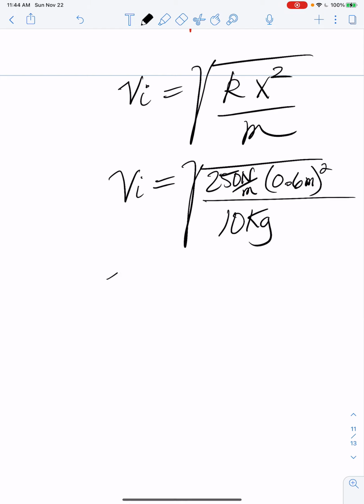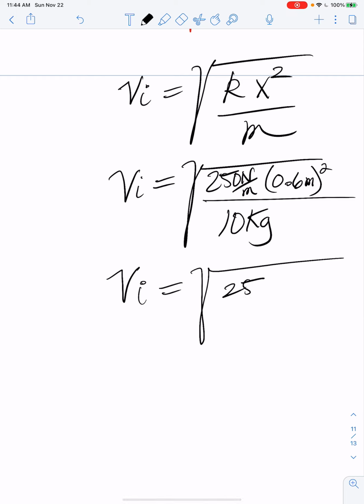All right, so let's go ahead and simplify. Let's get a number here. So 0.6 squared is just 0.36, right? It's going to get smaller. So we have 250, and 250 over 10 is just 25. So I can go ahead and simplify that to 25 times newtons per meter.